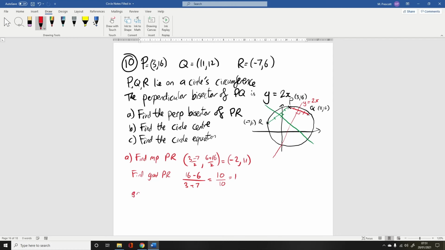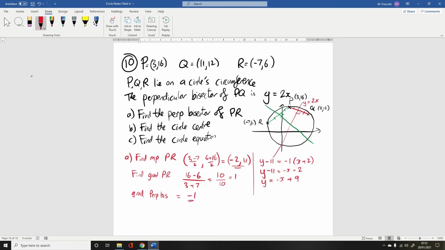And so the gradient of the perpendicular bisector would be equal to the negative reciprocal of that, which is minus 1 because it's perpendicular, and it will go through this point, minus 2, 11. So to find our actual equation, we can put all that together, and we can say, okay, so y minus 11, because we're going to use this midpoint, is equal to minus 1, because we're using this gradient, x plus 2. So y minus 11 is minus x minus 2. Let's move the 11 across, it's equal to minus x plus 9.